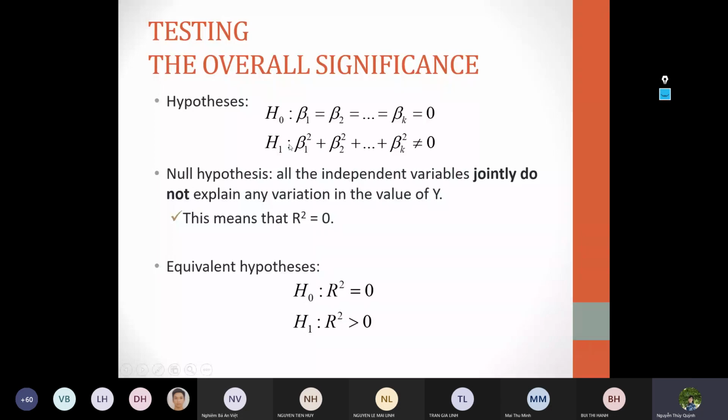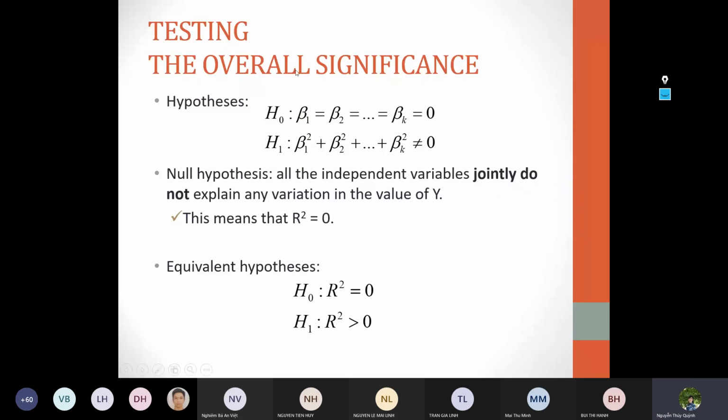these regression coefficients are not equal to zero simultaneously, which means that at least one regression coefficient is different from zero. So that's why we may write the sum of beta 1 squared, beta 2 squared, and so on to beta k squared as different from zero, or more exactly, greater than zero.